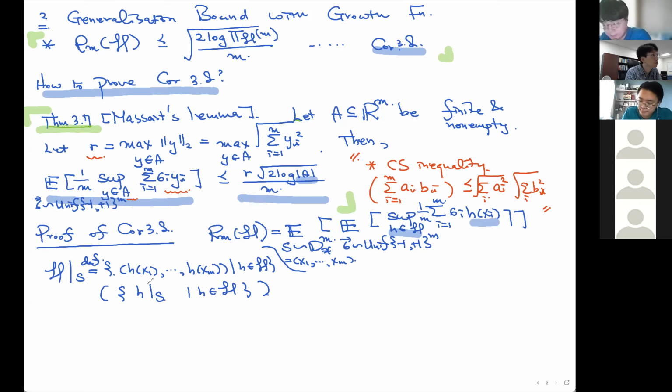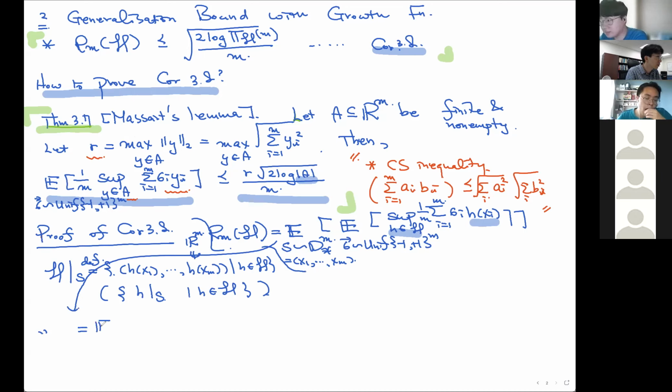Now if we do this, all of a sudden this becomes a finite set, and each of these is an m-dimensional vector, because x1 to xm are fixed. Each entry is either plus or minus 1. This is a finite set of m-dimensional vectors, exactly the setting where we can apply this Massart lemma. So now if we apply it, first we write the quantity there.